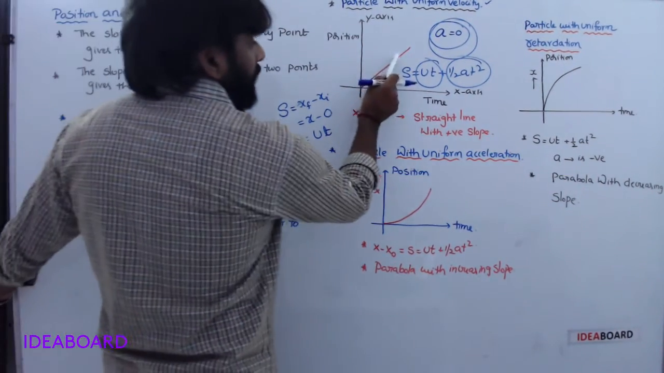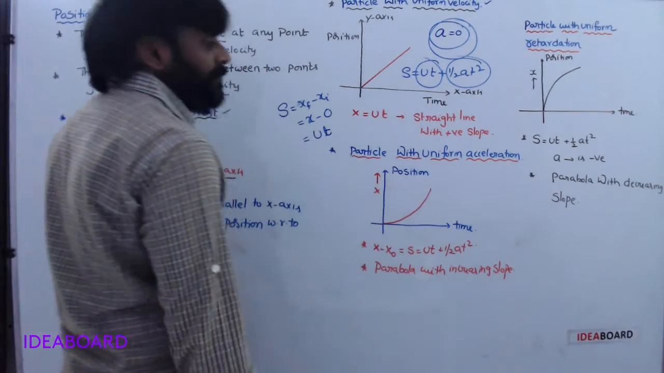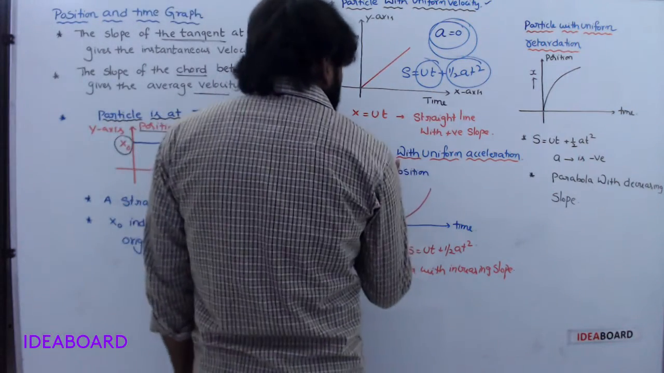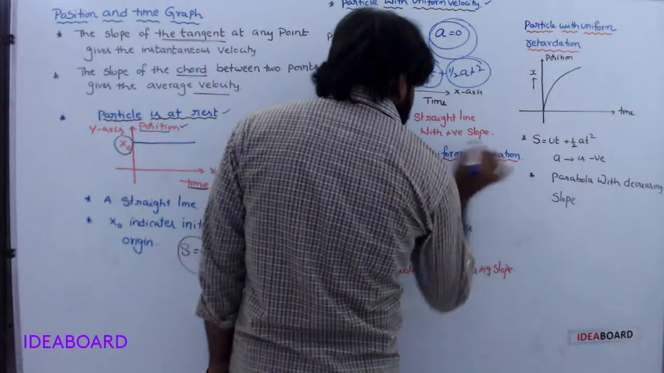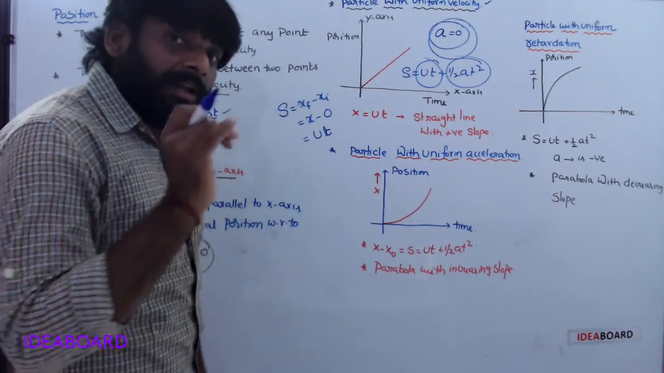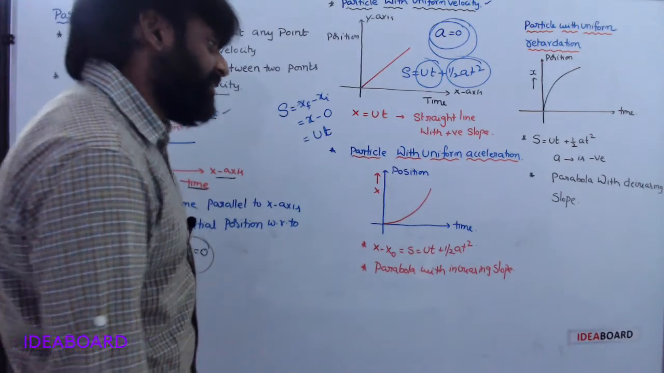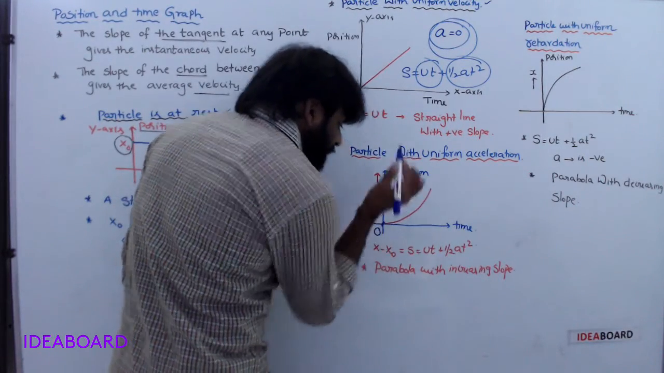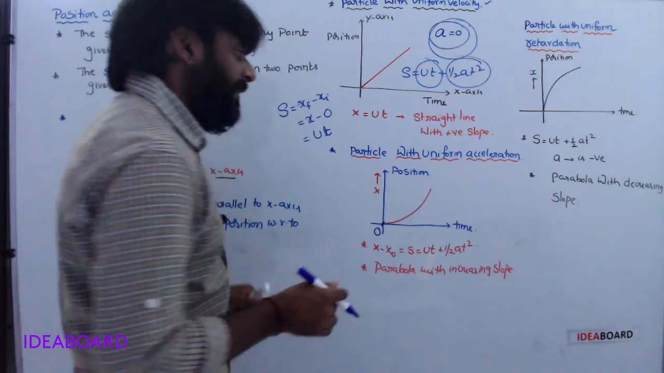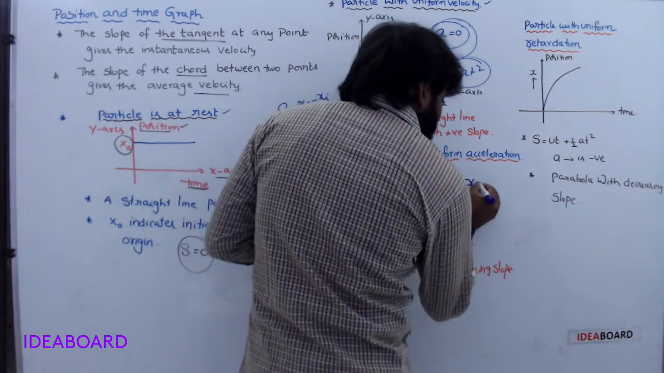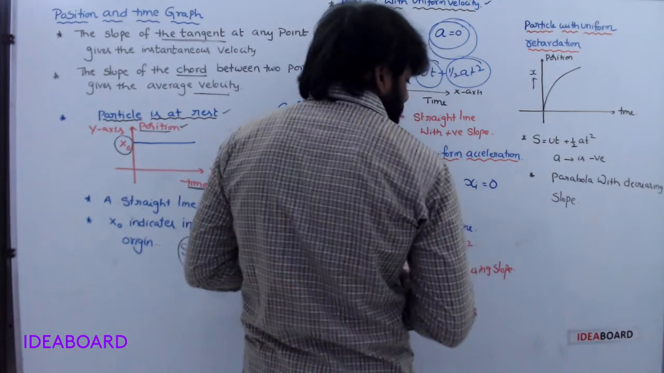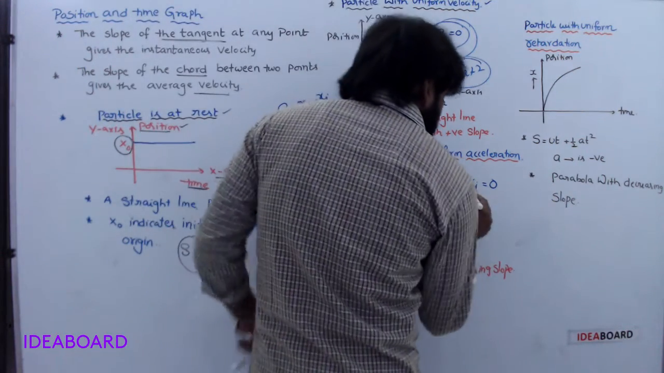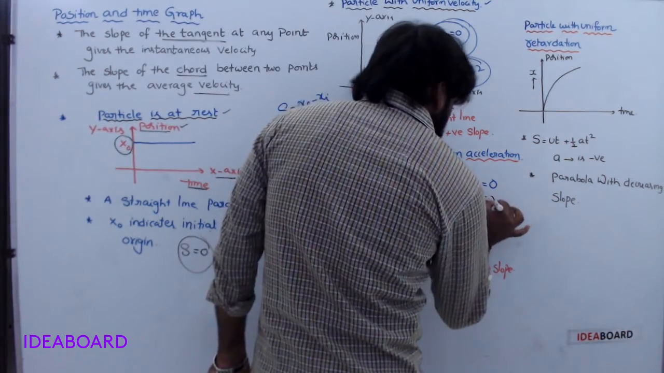Here this graph slope is positive. Okay, next one, particle with uniform acceleration. The particle moves with uniform acceleration. So it starts from the origin, means x initial is equal to 0. Understood? X final is equal to x.